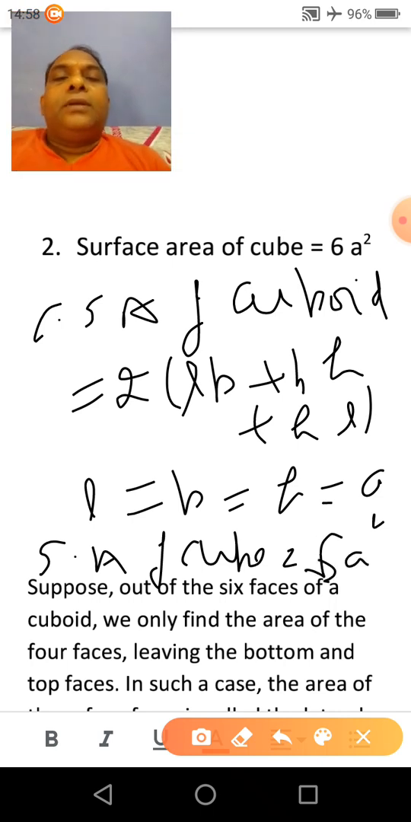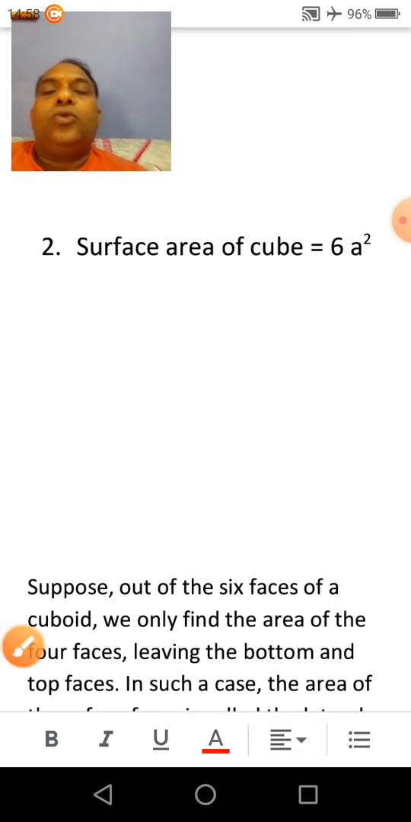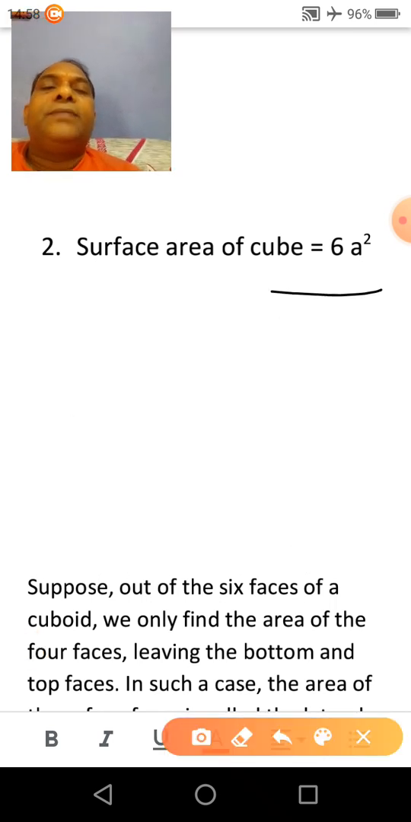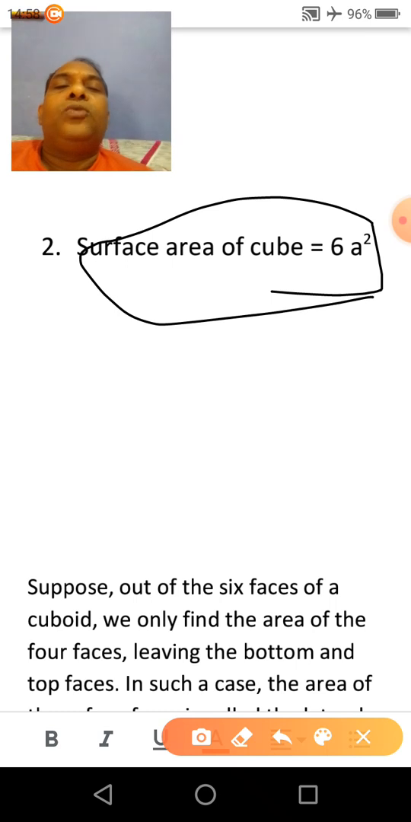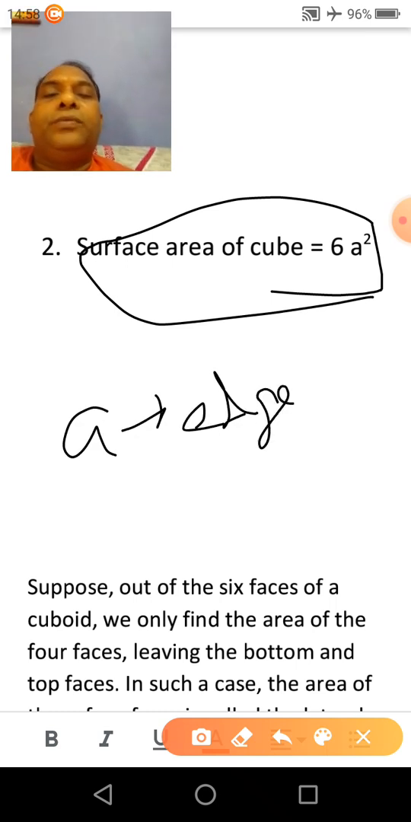Clear? So in case of cube, L is equal to B is equal to H. So we can say that surface area of cube is 6 into A square, where A is the edge of the cube. Clear?